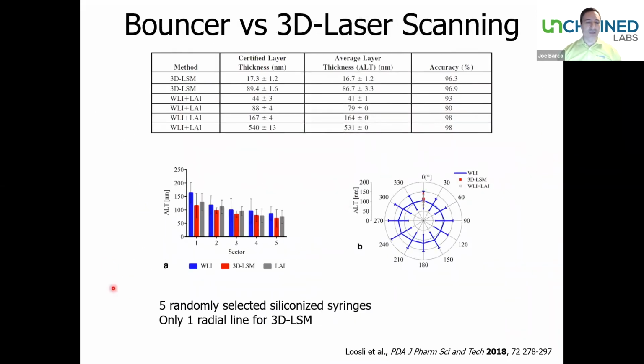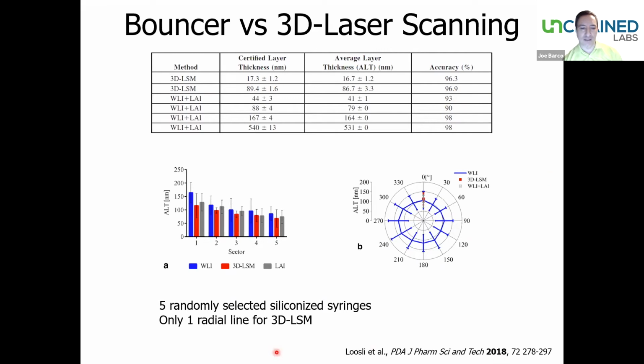Now, the next part of this was to compare this with this 3D LSM instrument. And so they had certified thickness syringes with a known certified thickness, and they compared that. They can see they have good agreement with the LSM. And these next 4 instruments are white light interferometry or laser interference, which is the bouncer measurements. And so you can see that you have agreement here above 90% for the bouncer measurements as well.